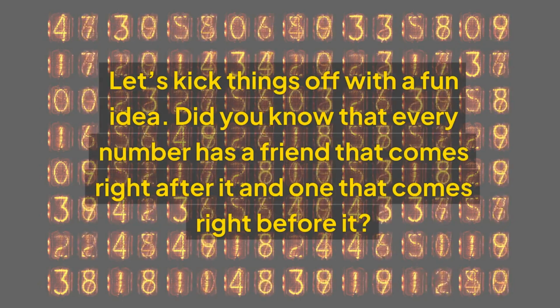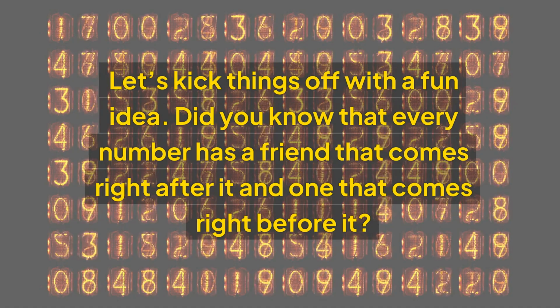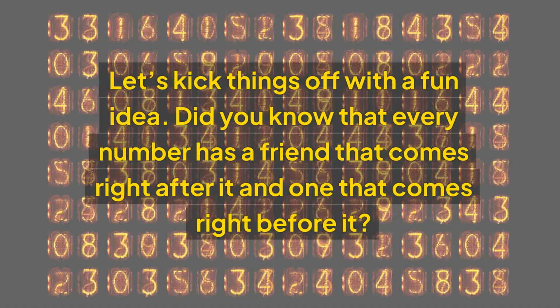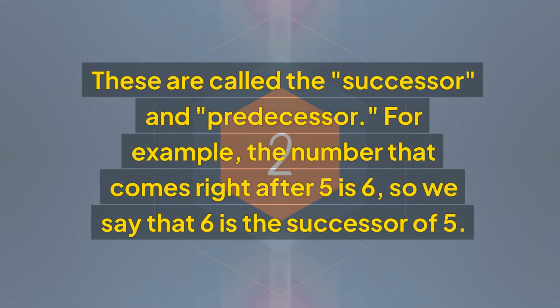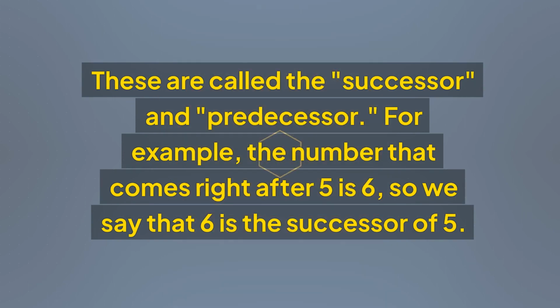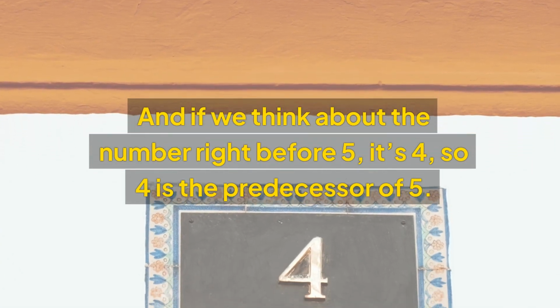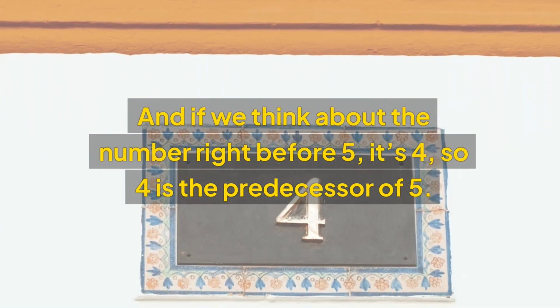Let's kick things off with a fun idea. Did you know that every number has a friend that comes right after it and one that comes right before it? These are called the successor and predecessor. For example, the number that comes right after 5 is 6, so we say that 6 is the successor of 5. And if we think about the number right before 5, it's 4. So 4 is the predecessor of 5.